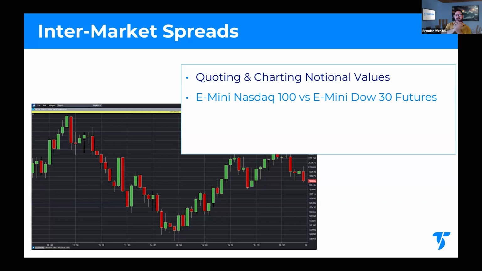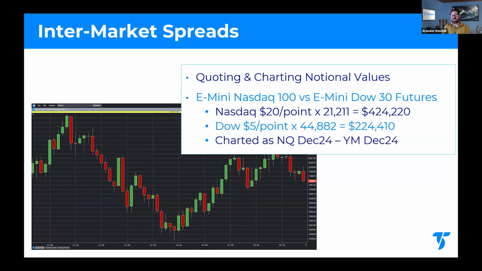Let's say we're dealing with the E-mini NASDAQ 100 versus the Dow 30, the Dow Jones Industrial Average. So NQ versus YM, right? The NQ has a point value of 20 bucks. At the time I made this slide, it was trading right around a market value of 21,211. That means that one NASDAQ contract represented $424,000 of value. It's basically what you're trading, roughly $425,000 worth of stock. The Dow was trading at 44,882 at the time, and that was at $5 a point, or $224,000 for a contract. Now, when you chart these, you don't typically chart them separately.